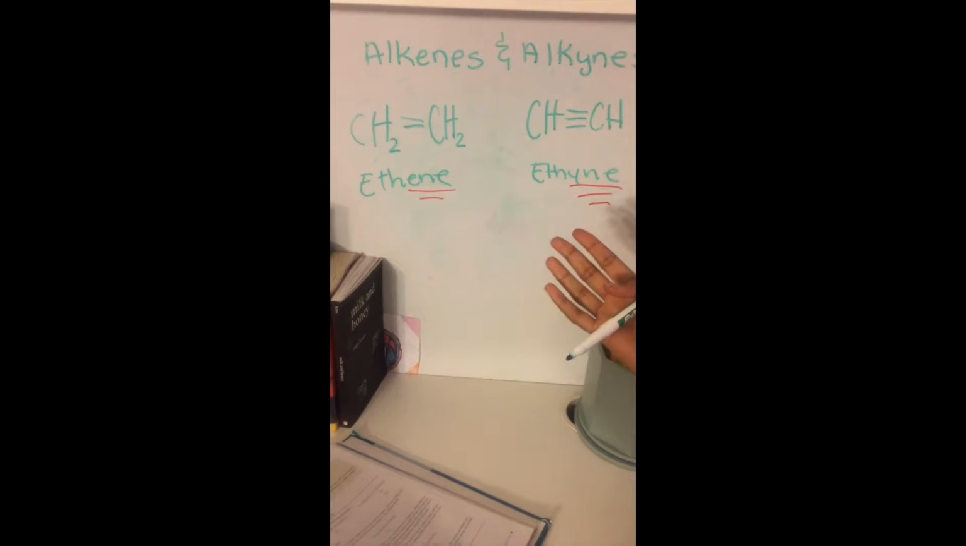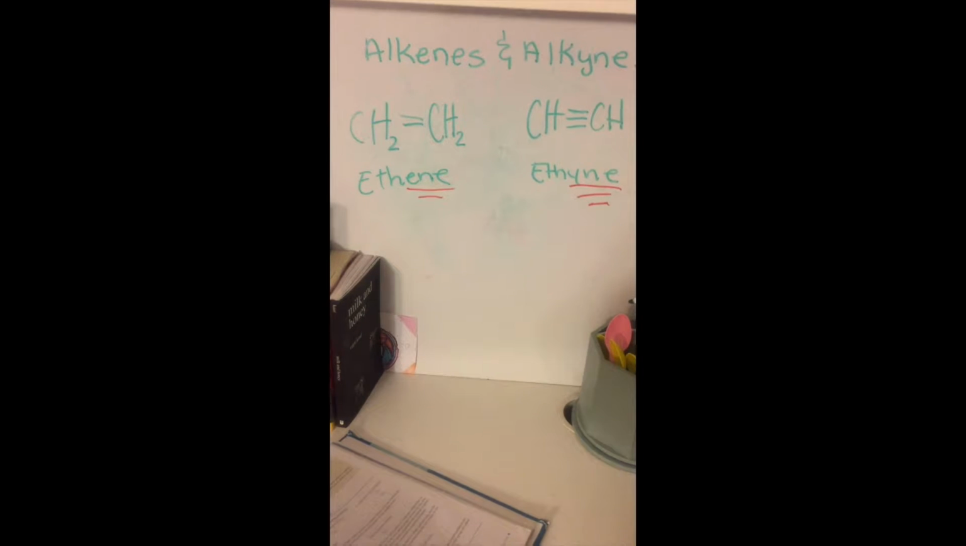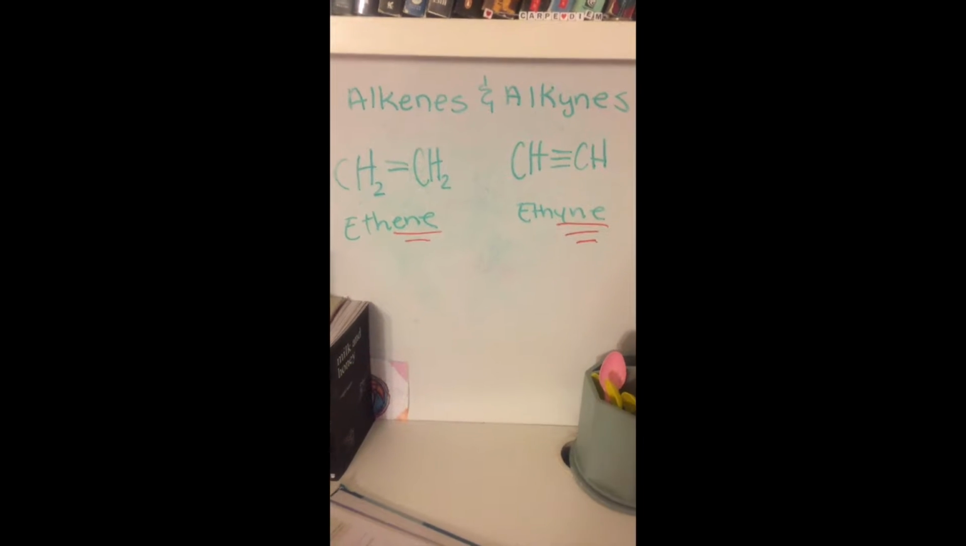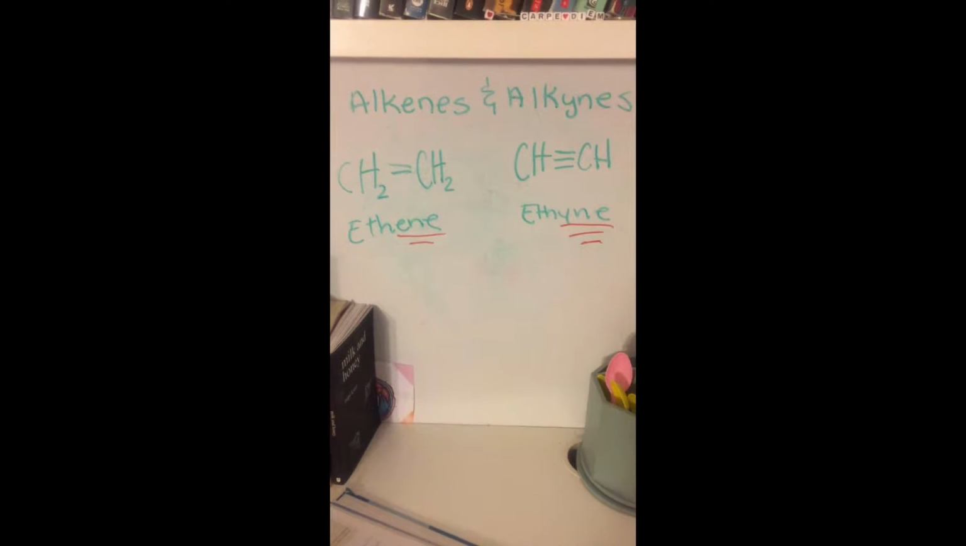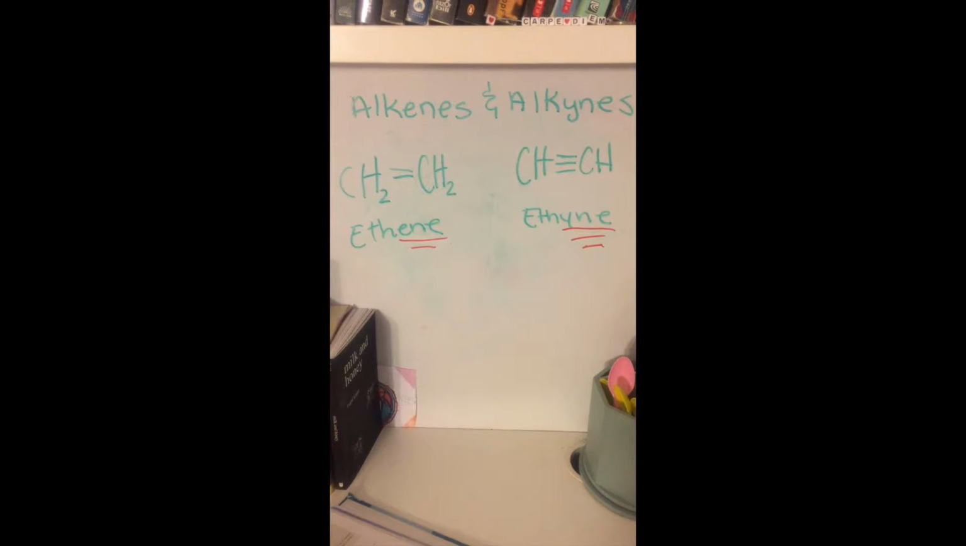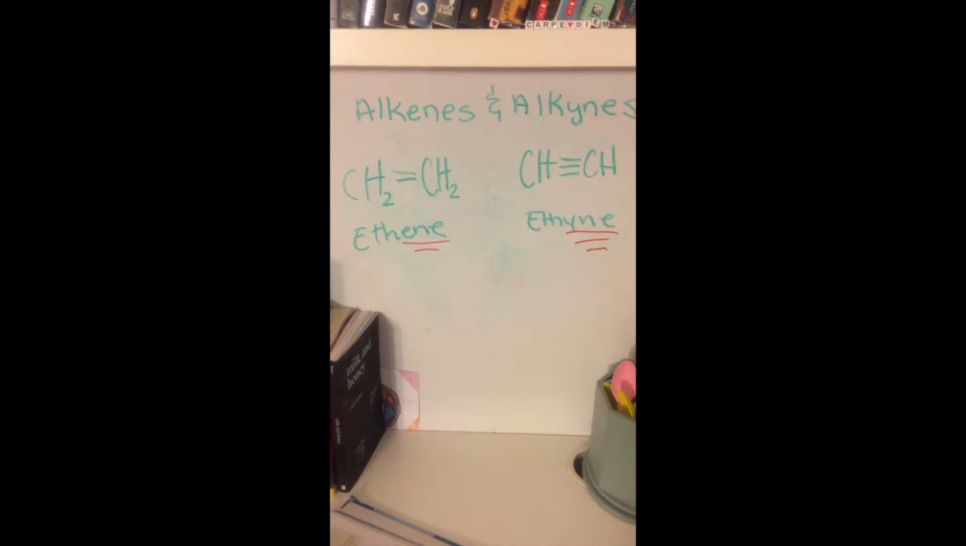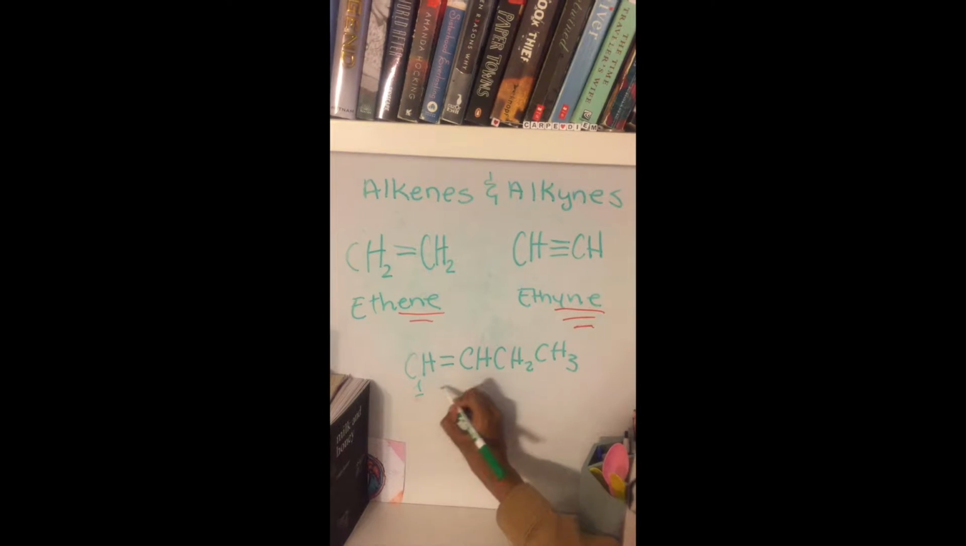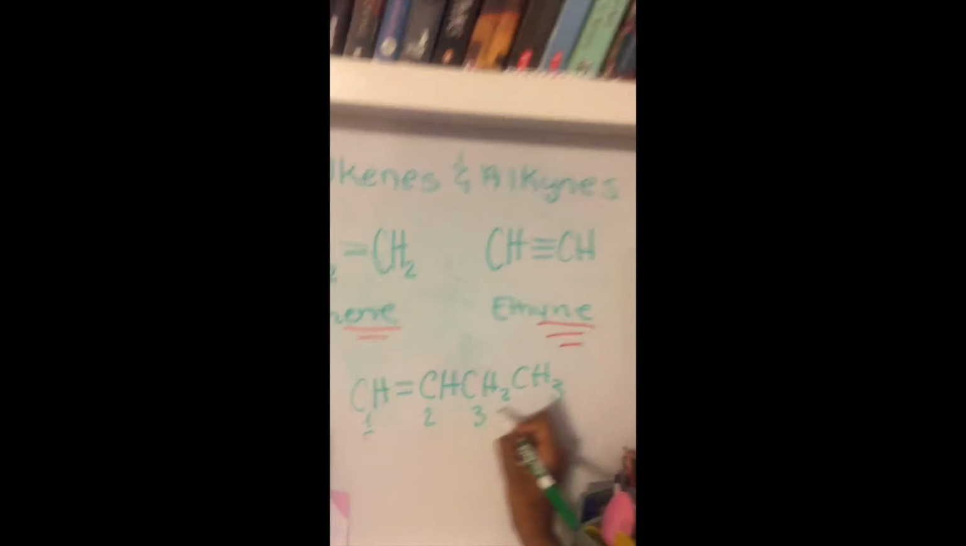For double bonds, you just put ene. For triple bonds, you put yne, and then for single bonds, you put ane. And then you also have to remember that when you are numbering the parent chain, you have to start at the closest end to the double or triple bond, because this is closest to it.